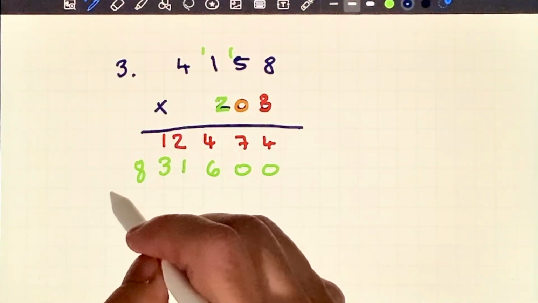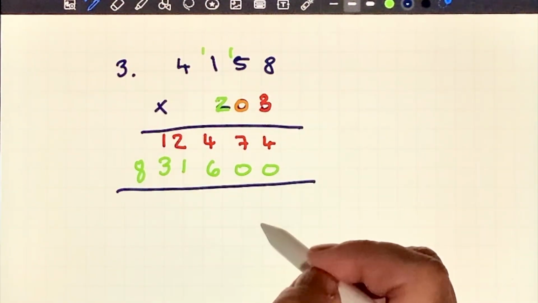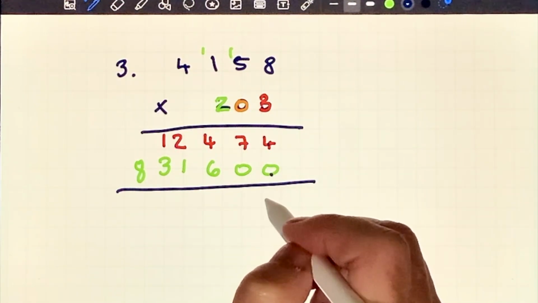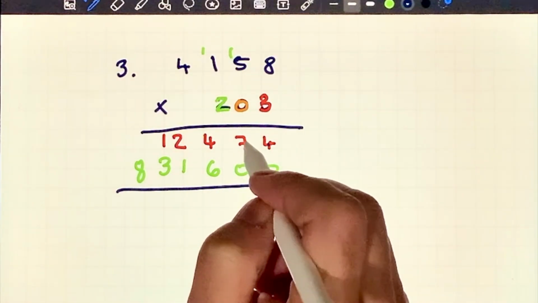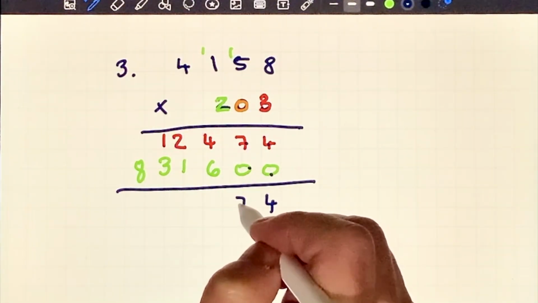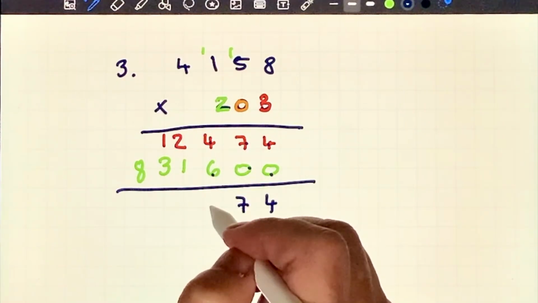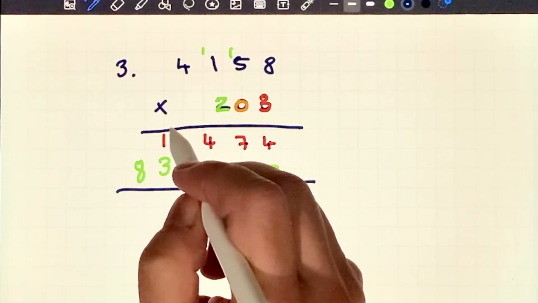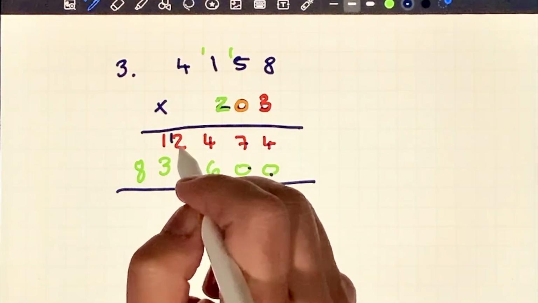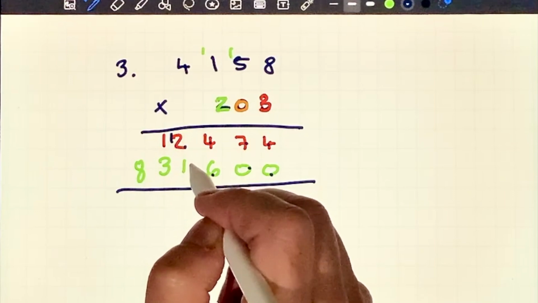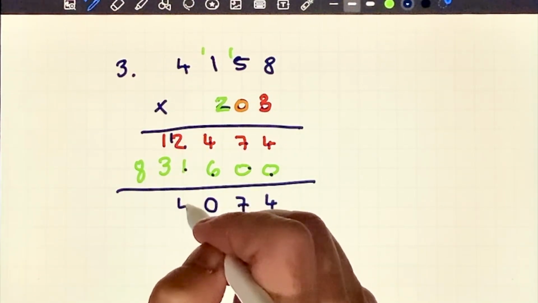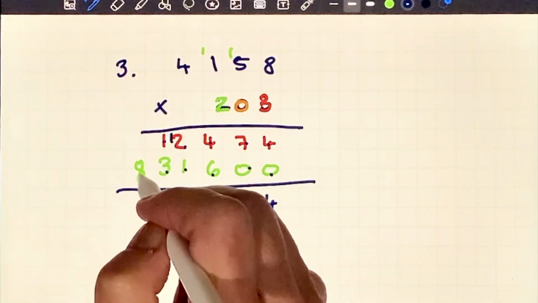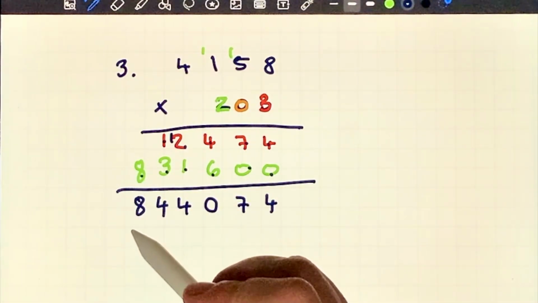Okay, so I can now go ahead and add the numbers. So 4 and 0 is 4. 7 and 0 is 7. 4 and 6 is 10. So that's 0, carry 1. 1 plus 2 is 3, plus 1 is 4. 1 plus 3 is 4, and 8. And that is my answer.